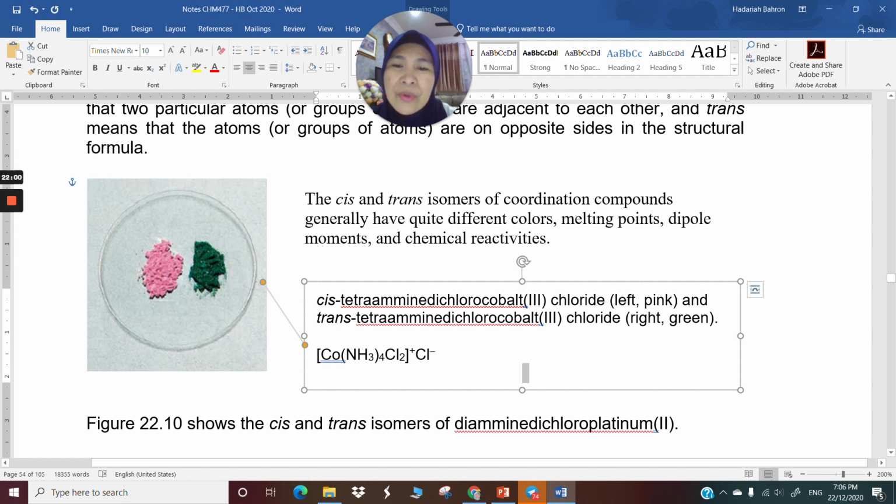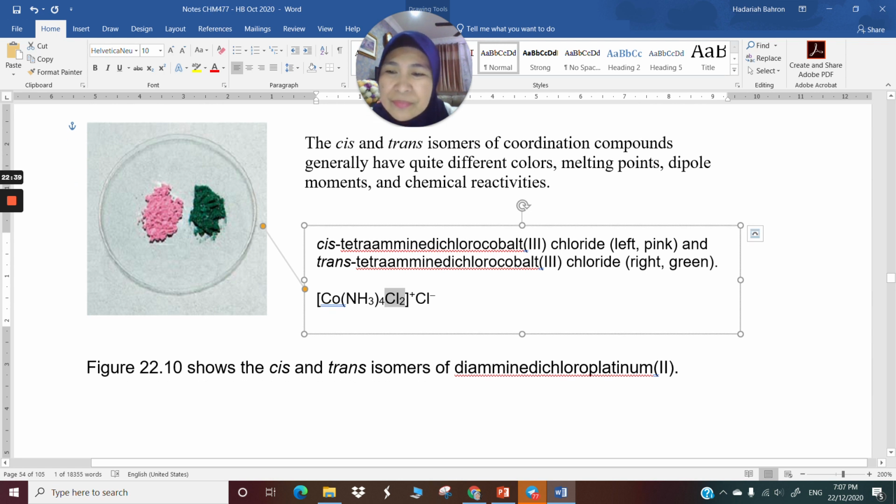So, tetraamminedichlorocobalt(III) chloride. When you have the chloro ligands cis to one another, the compound appears pink. But when the two chloro ligands are trans to one another, the compound appears green. So this is a cis arrangement of the chloro ligands. This here has a trans arrangement of the chloro ligands.